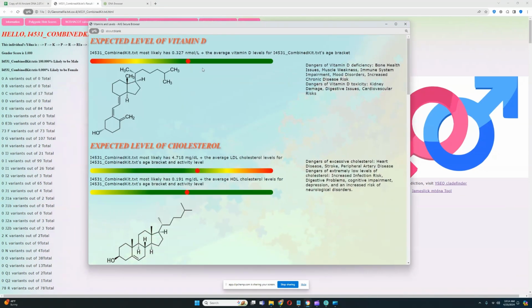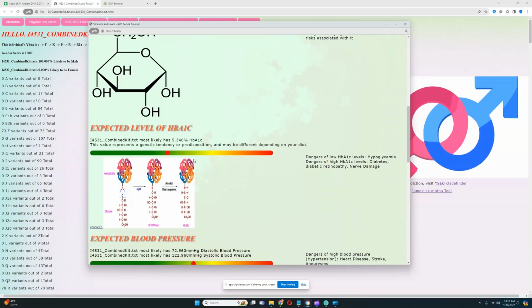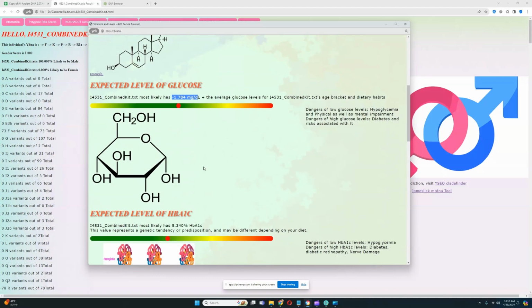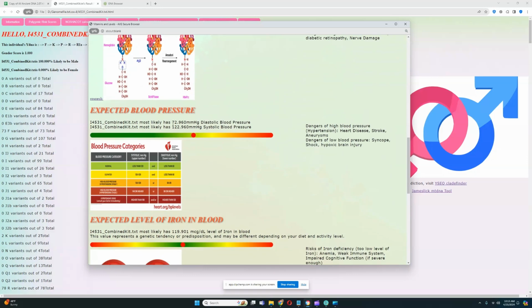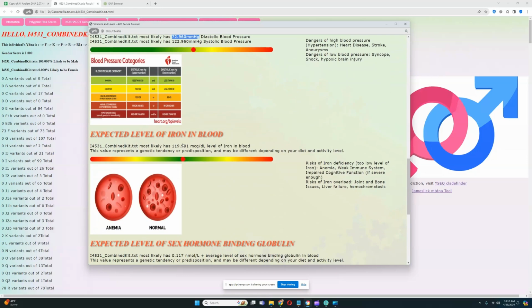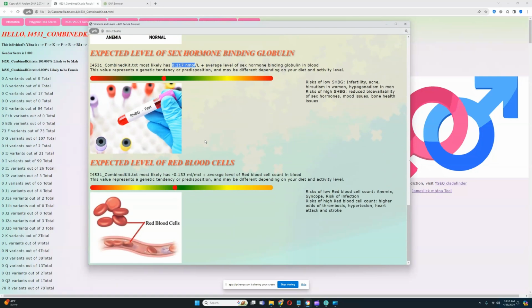So the biomarkers look like he's got an above average level of vitamin D. He's got an above average level of LDL cholesterol, which is definitely not good. You don't want to have an above average level of that. He's got an above average level of HDL, which is kind of okay. He's got a below average level of glucose. Actually, that's good. You want to have a below average level of that. Above average level of hemoglobin. Above average blood pressure. Below average level of iron. Below average level of sex hormone binding globulin. Below average level of red blood cell count in blood.